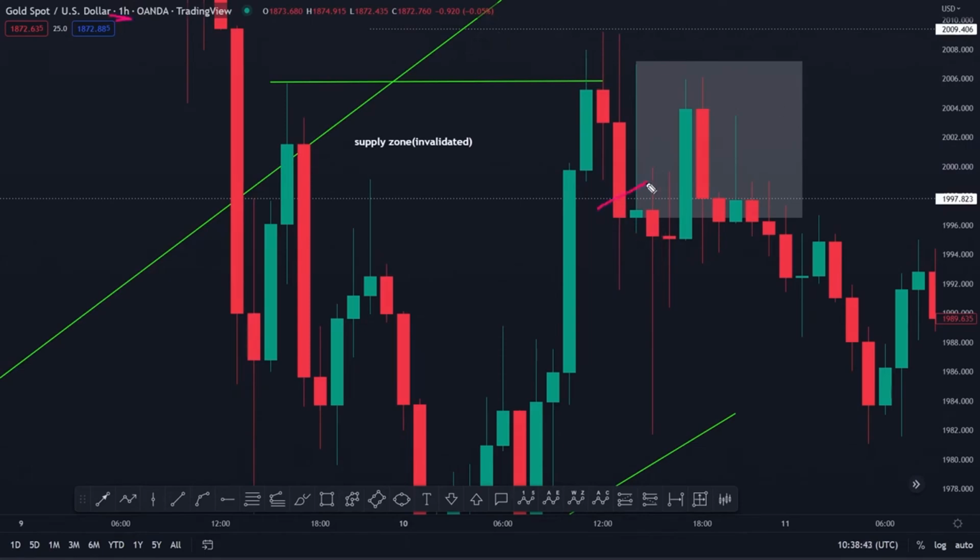We have another demand zone. We have a bearish candle. That means right now we have to see a bullish candle before a bearish candle, and then we have a bullish candle. Price never traded above the zone, and then it closed bearish.